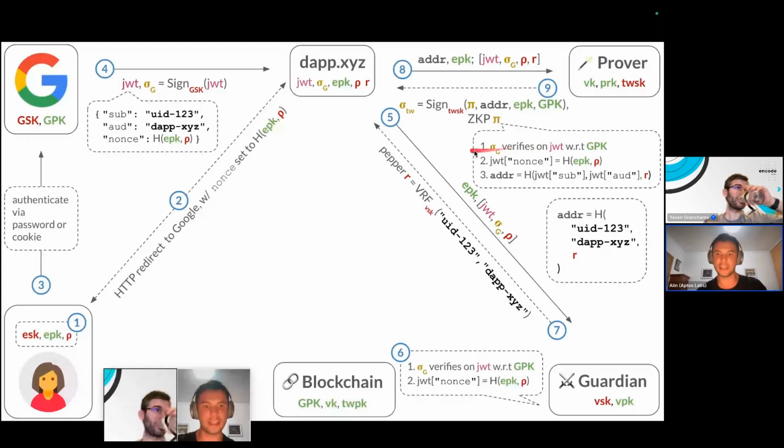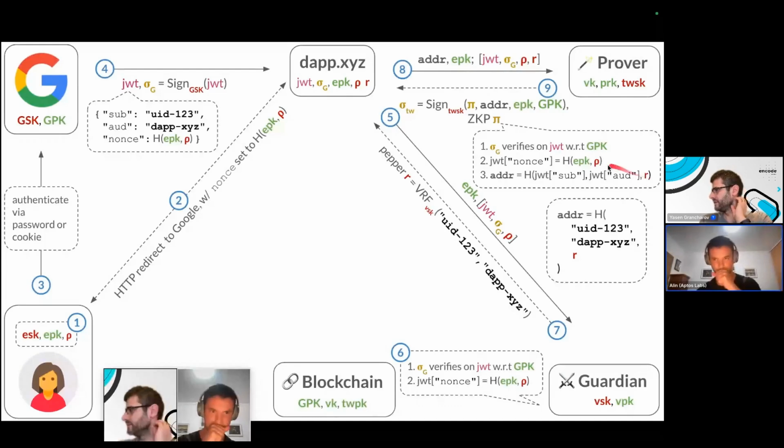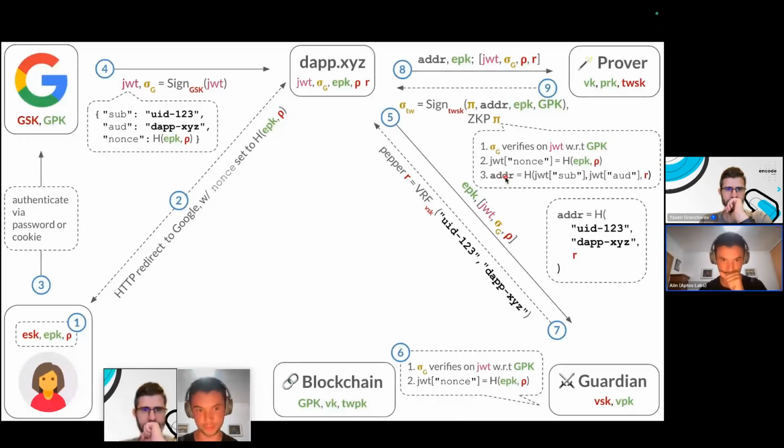And the relation, if you recall, as before, is that sigma G verifies on the JWT under Google's pub key. The nonce field is set to the EPK as a commitment. The address is a commitment to the sub field in the JWT and the aud field in the JWT using R as the randomness, right? So everything in red and yellow are witnesses. Everything in green is a public input. So is the address. It's a public input.